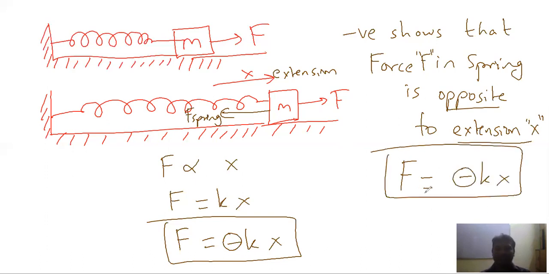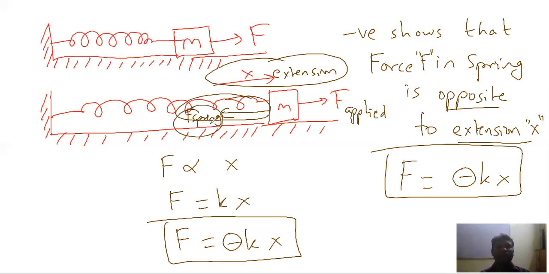So this is the meaning of the negative sign in this expression. Force and extension, they are opposite in sign. Extension is towards the right, force in spring is towards the left. Whereas the applied force is in the right direction. This is the applied force. We are talking about force in spring. So force in spring is towards left because the spring will pull the mass in this case.